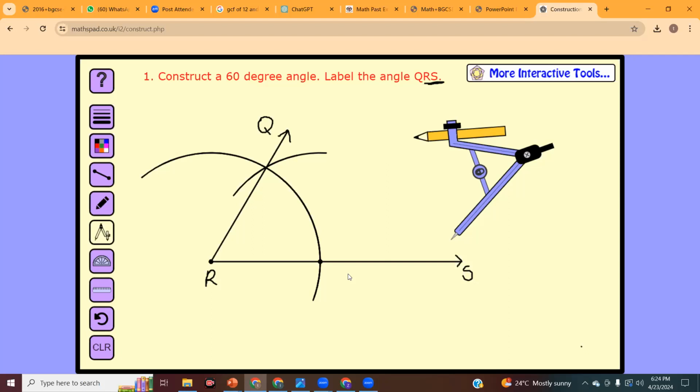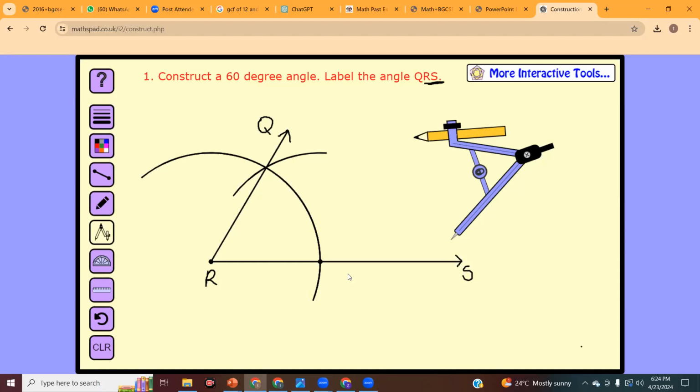And once you're done, you would get a ruler and line up your ruler with R and the two arcs, and create a line with that. And then after that, you just label everything. Very good.